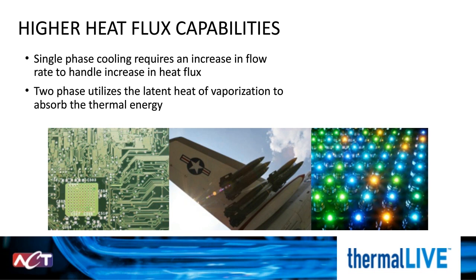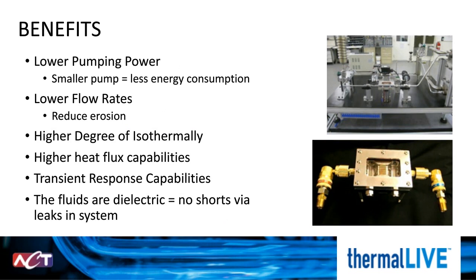The lack of need to increase flow rate means that a pumped two-phase system can have smaller pumps than the typical single-phase system. Smaller pumps means less power consumption and less parasitic losses in the energy industry. The reduced flow rates also result in reduced erosion on the plumbing of the system. But the main benefit is the ability to reach a high degree of isothermality.